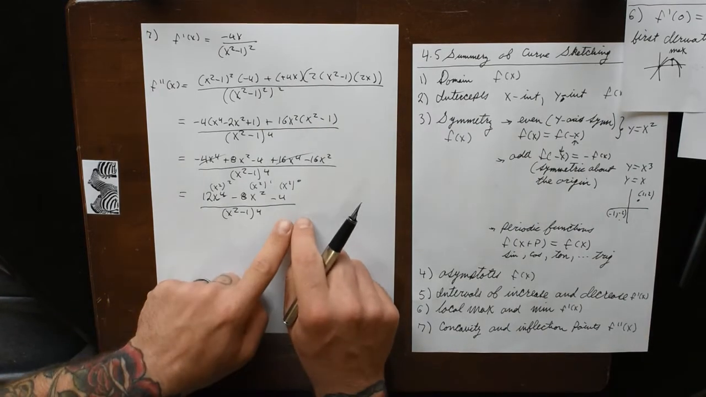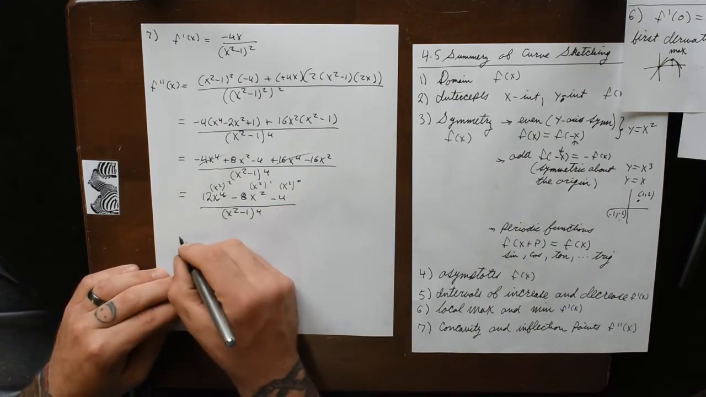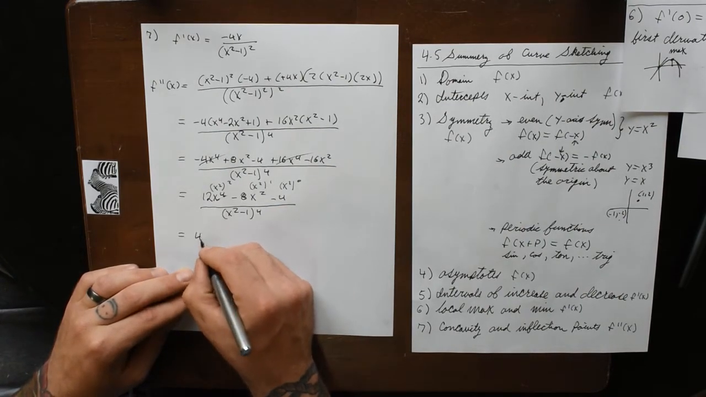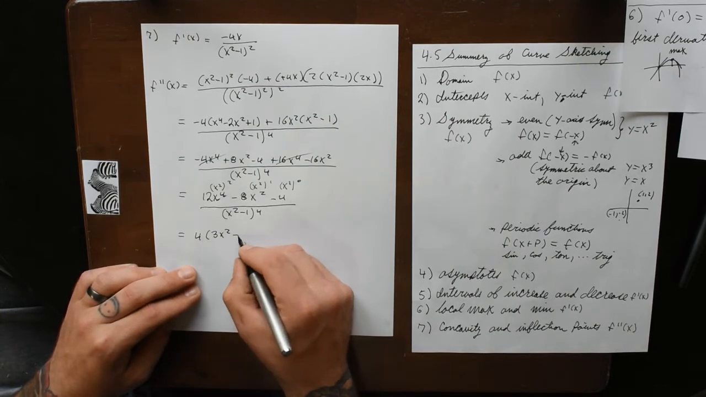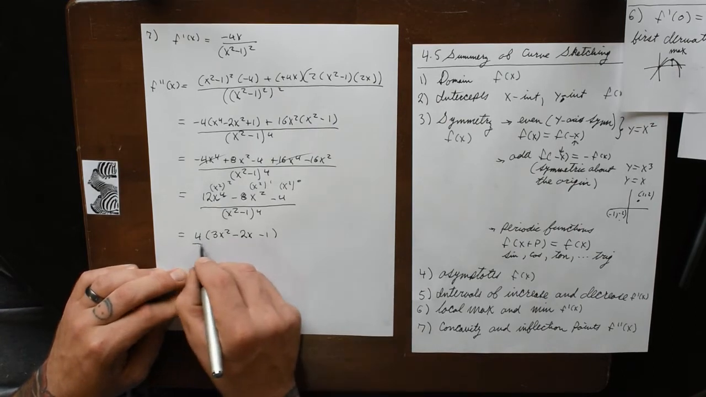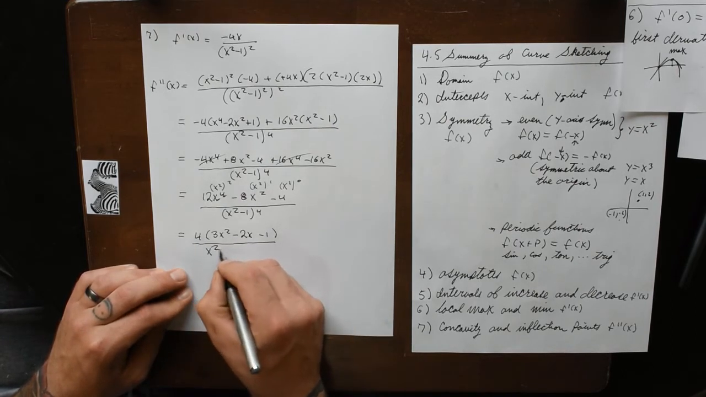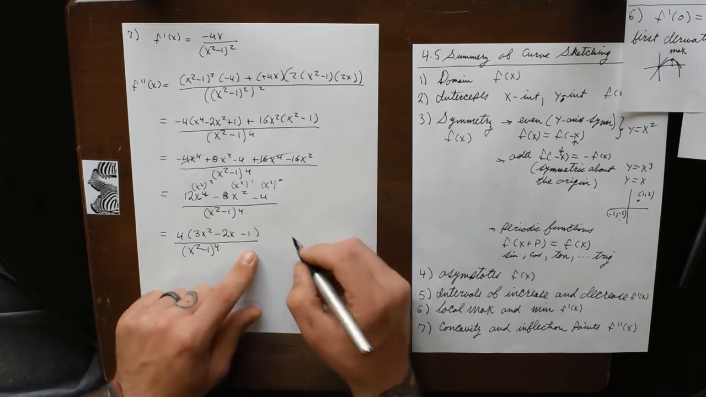So the first thing I'm going to do is pull out a positive 4 from that numerator. 4 times 3x squared minus 2x minus 1, all divided by x squared minus 1 to the 4th. At this point, I'm going to factor by grouping.